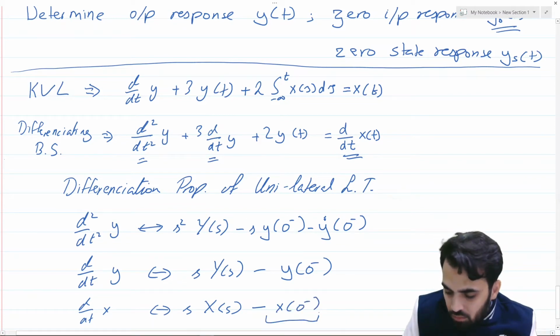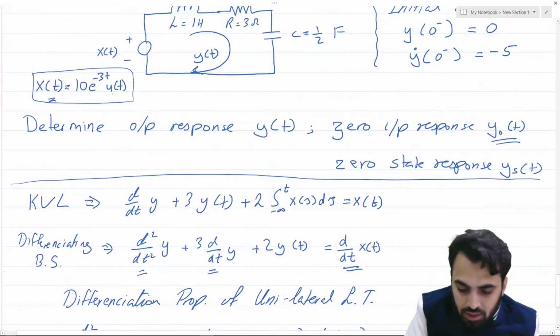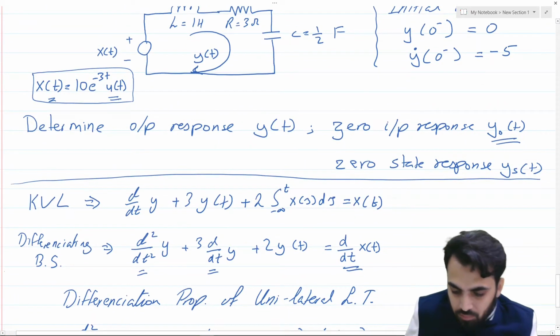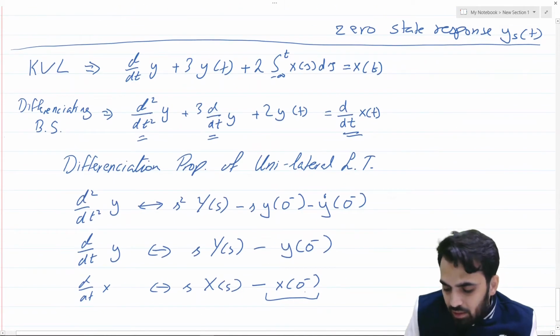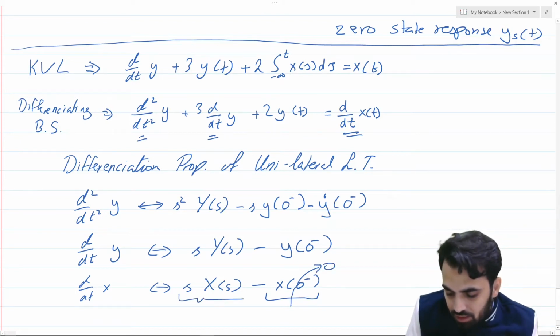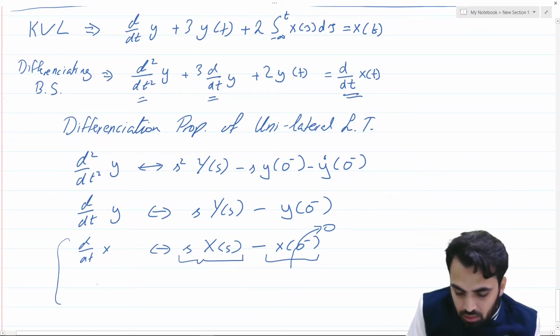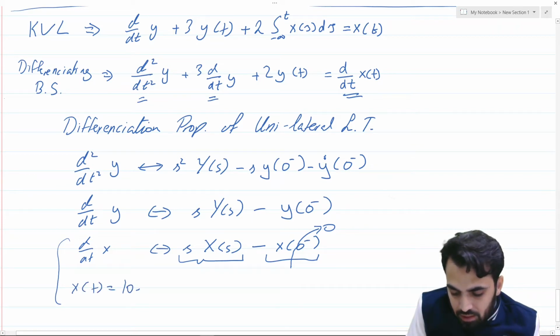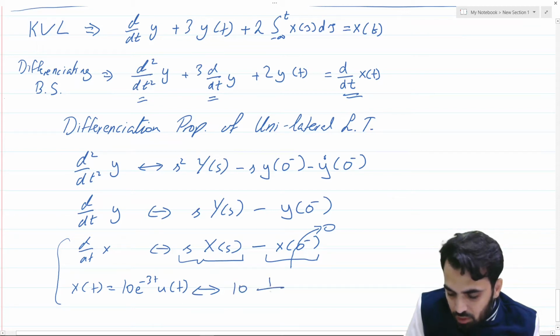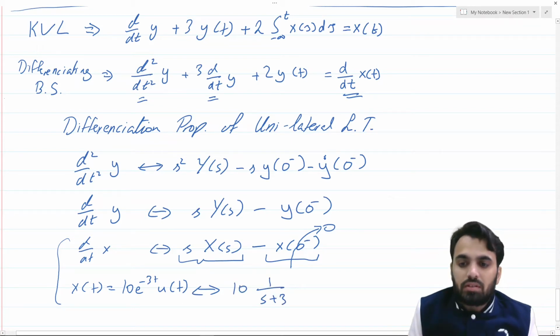So this can be found from the expression itself, that is, since we have u of t, anything where t is not positive would be simply 0. Now we are left with s x of s. Again for x of t, which is 10e minus 3t u of t, its Laplace transform is 10 times 1 over s plus 3 with the real part of s greater than minus 3.